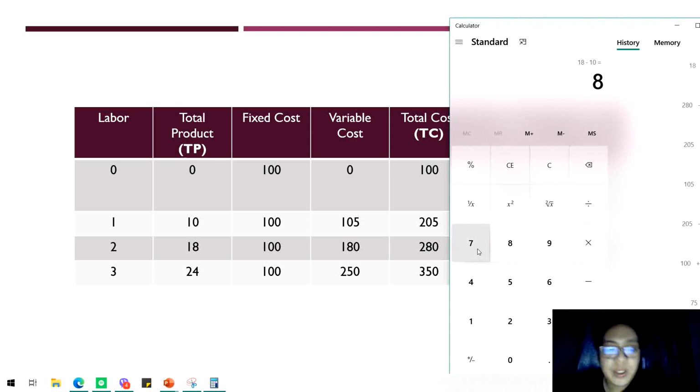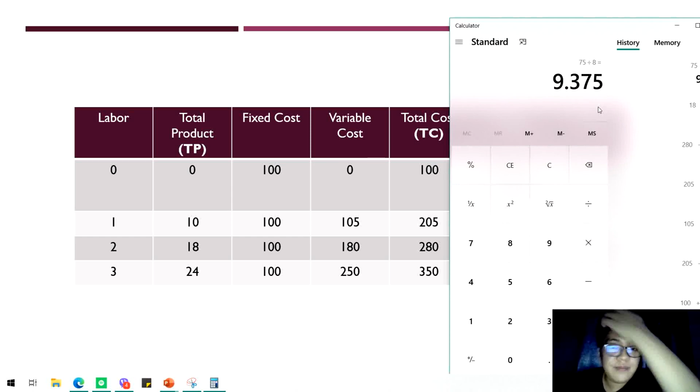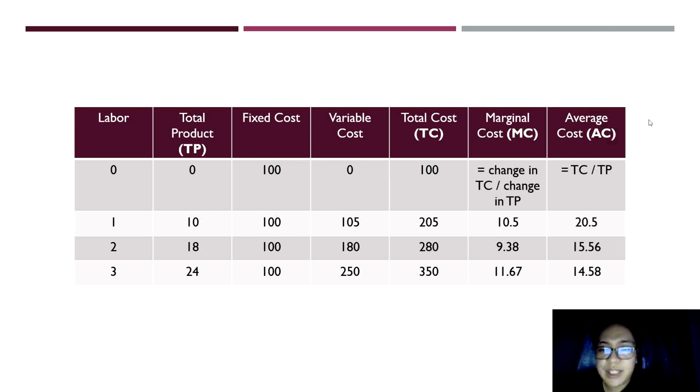So ibig sabihin, we have to divide 75 by 8. And then we will have here 9.375 or 9.38 in this table. So ibig sabihin po, if we increase our laborers to 2, they can produce 18 burgers per hour. Tapos yung cost na nangyayari or yung change in cost na naganap is 9.38.